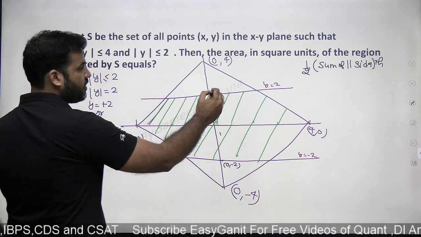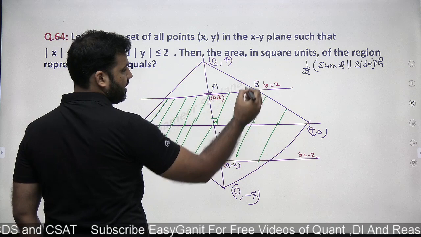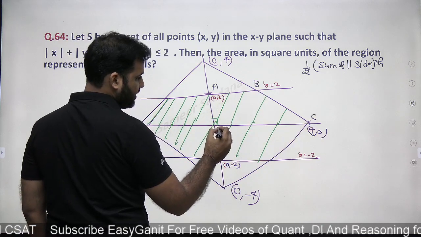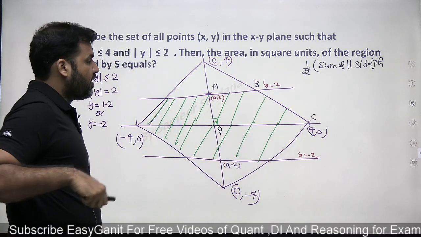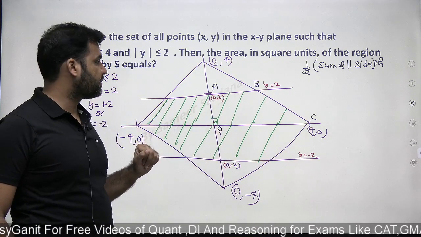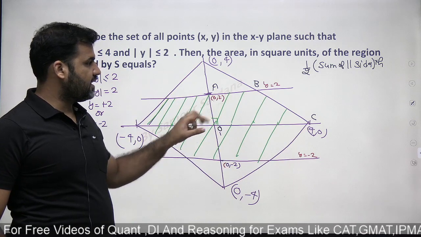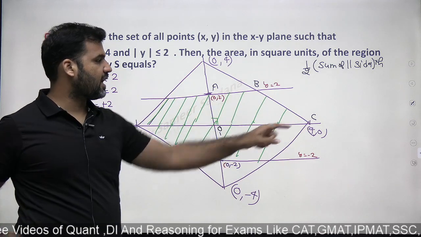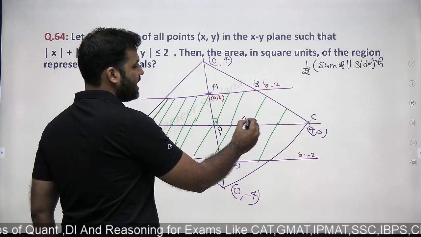So let's find out the area of this region. A, B, C. Let's say this is the origin O. A, B, C, O. Find out the area of the region A, B, C, O. Multiply it by 4. You'll get your answer. Okay. For that, I need length of the parallel side. This length I know is 4. All I need is this length.